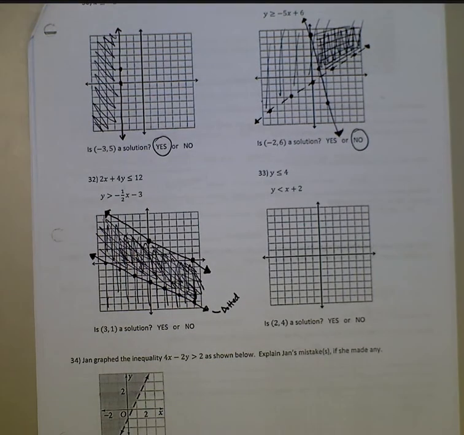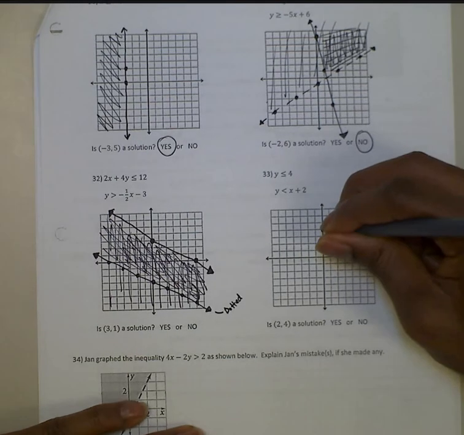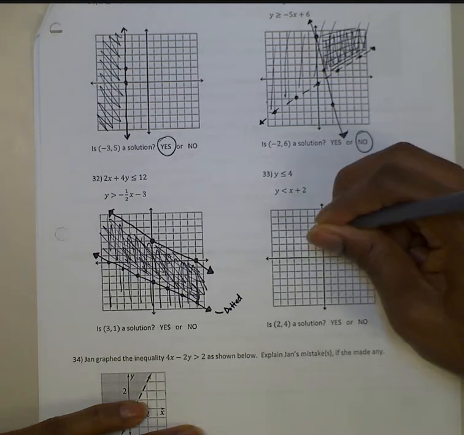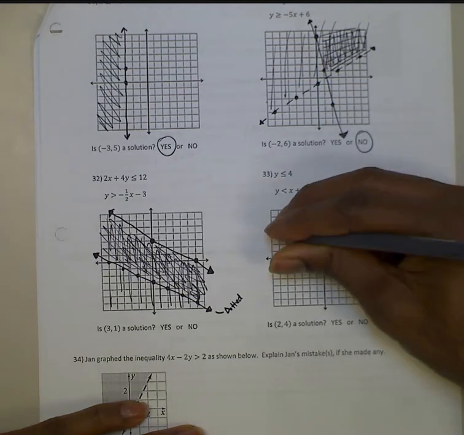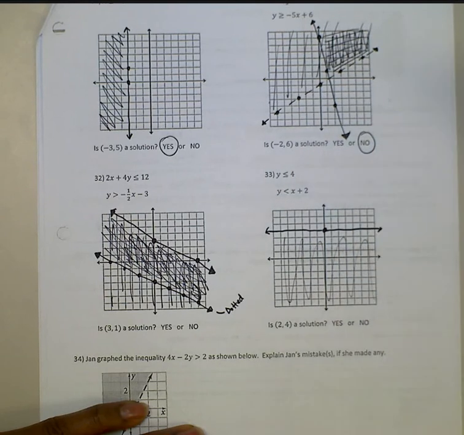Alright, number 33, we have y is less than or equal to 4. 1, 2, 3, 4. Solid line here because it's or equal to. Less than means I would shade below. Do just a light shade so I can see that.